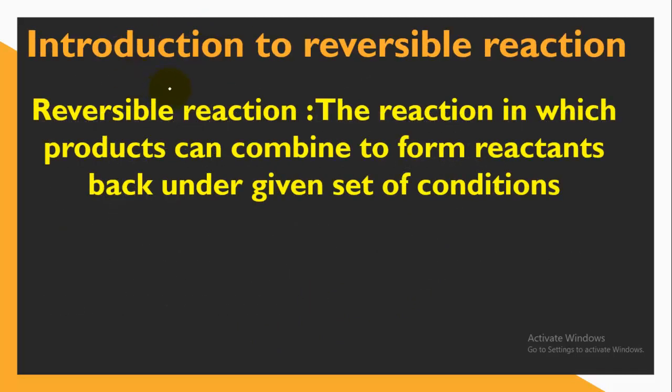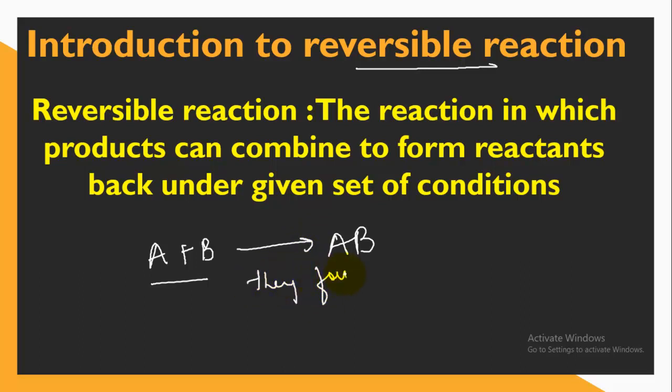In order to understand equilibrium, we should have knowledge about reversible and irreversible reactions. We know that a chemical reaction is one in which reactants combine to form products. Generally we represent a reaction with reactants, and this arrow represents that they give rise to, or form, products. This is what a chemical reaction is. So reactants are forming the products in this case.